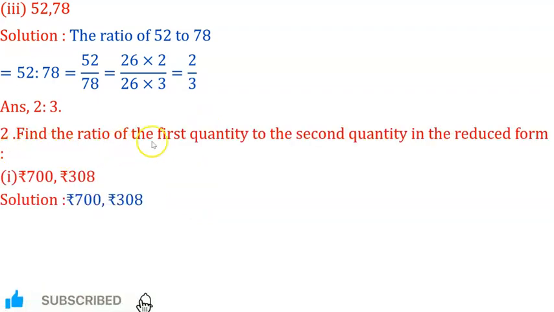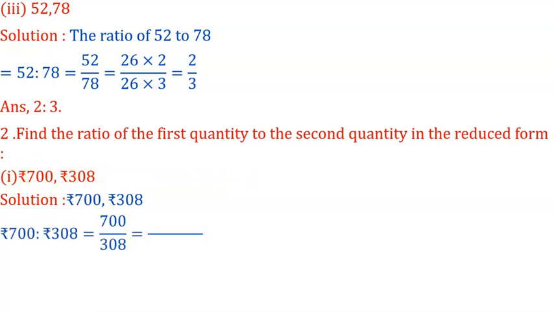Question number 2, find the ratio of the first quantity to the second quantity in reduced form. First example, rupees 700, rupees 308. Now the ratio is 700 upon 308, which equals, 700 means 28 into 25, 308 means 28 into 11. 28 gets cancelled, and you will get the ratio 25:11.